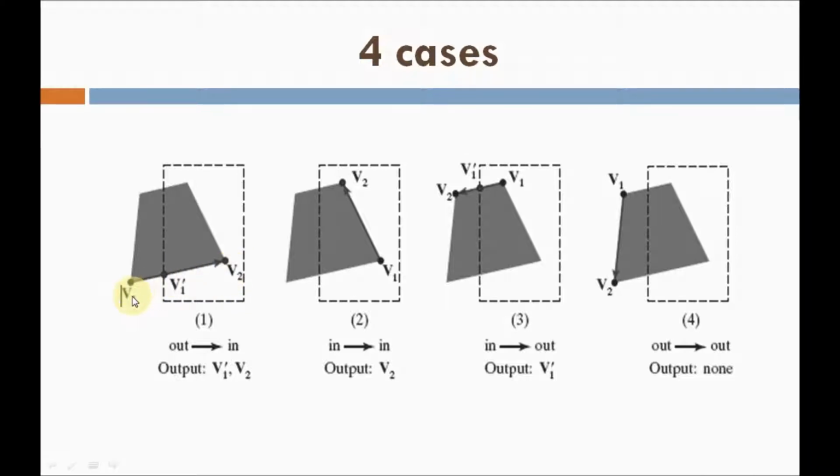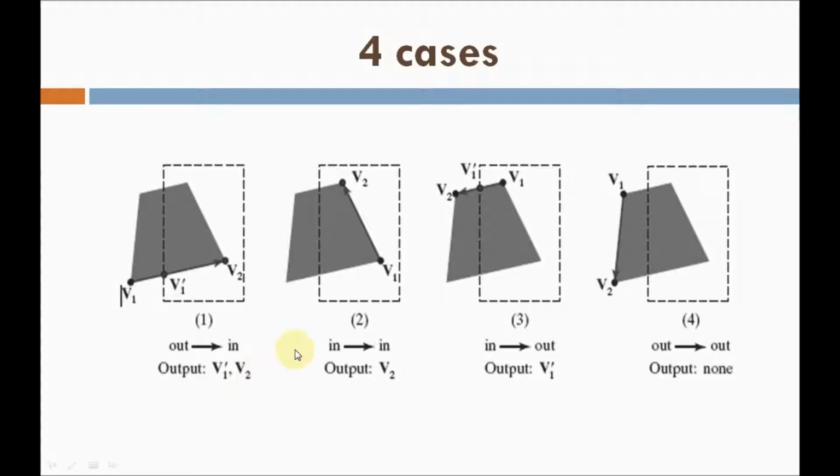When the edge is moving from outside to inside, see the arrow mark, you have to consider v1 dash and v2. That means when the edge is moving from outside to inside, you have to find out the intersection point, that is v1 dash, and you have to consider that intersection point v1 dash and the second vertex v2. You have to leave this v1. So when it is moving outside to inside, the output is v1 dash and v2. This is the first case.